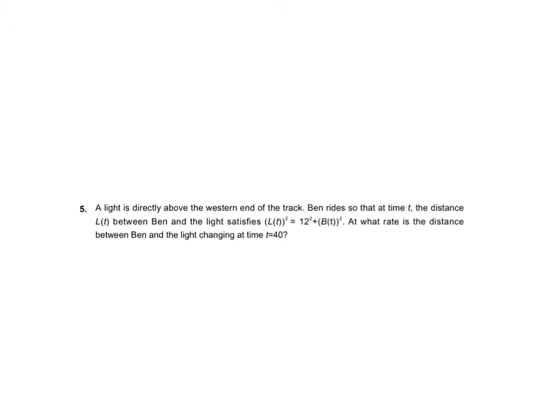Since L of t is the distance between Ben and the light, L prime of t will be the rate that it's changing at any given point in time. So what we really want to find is L prime of 40. Okay, so let's start taking the derivative of this equation, and we'll get L prime of 40 out of it when we do chain rule, or L prime of t, and then we'll plug in 40.